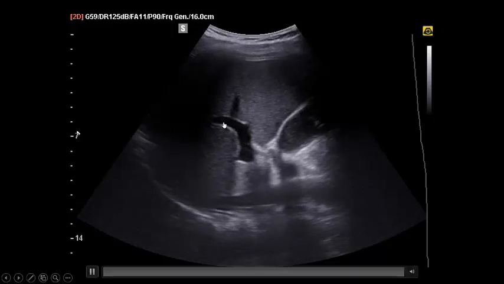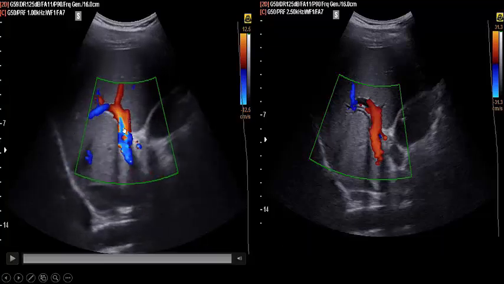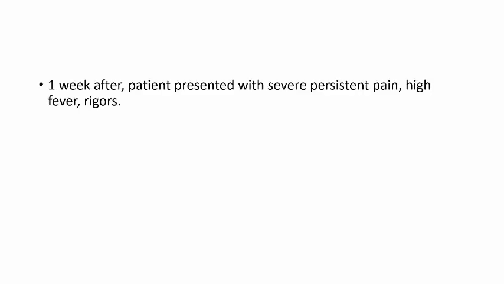as you see here, even intrahepatic biliary dilatation, no tram tracts. This is the first ultrasound with tram tracts, second ultrasound, no tram tracts, intrahepatic biliary dilatation improved, common bile duct drained and decreased in diameter. Good, well done, all are happy, I am happy, patient is happy, and the interventional gastroenterologist is happy, all are happy, good news. One week after, patient presented with severe persistent pain, high fever, rigors.